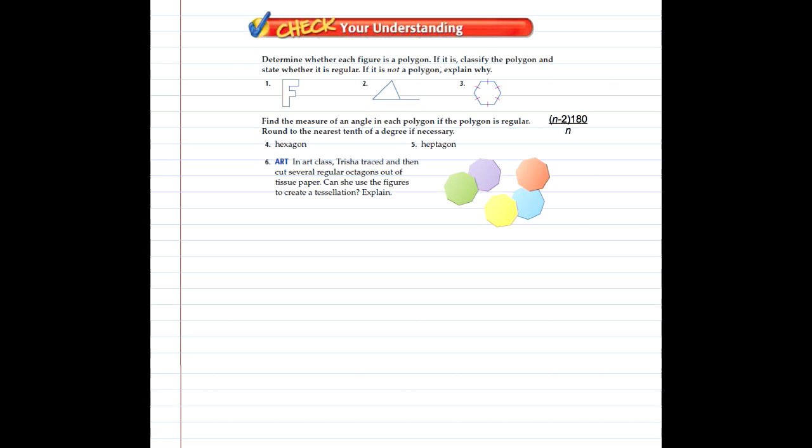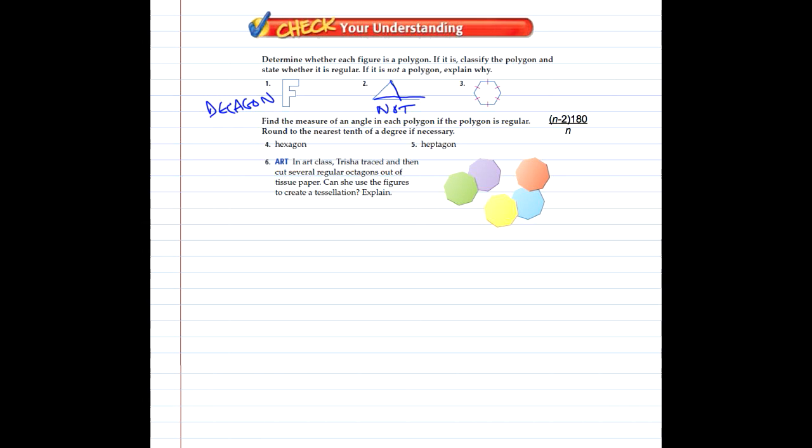Determine whether each figure is a polygon. If it is, classify the polygon and state whether it is regular. If it is not a polygon, explain why. Well, this is a polygon because it's a simple closed figure made up of segments. It has 1, 2, 3, 4, 5, 6, 7, 8, 9, 10 sides, so it's a decagon. This is not a polygon because these two sides do not meet at a vertex, so it is not a polygon.